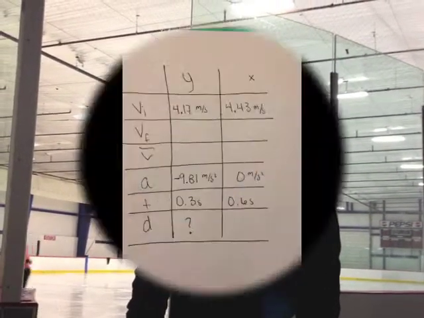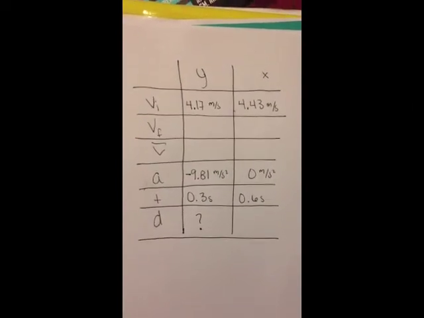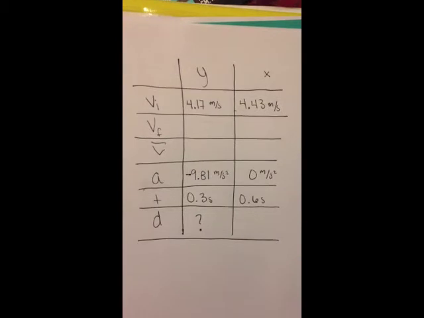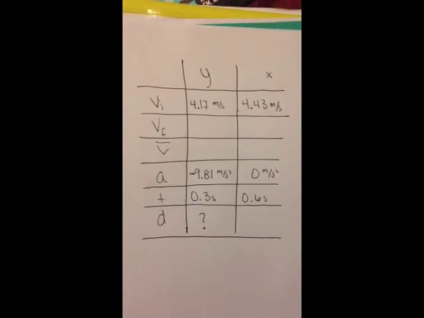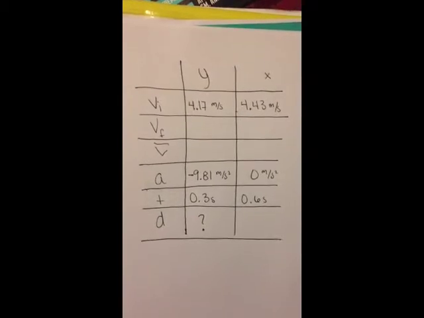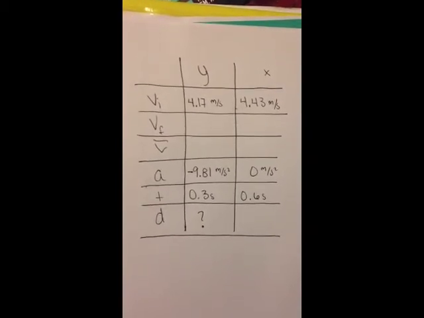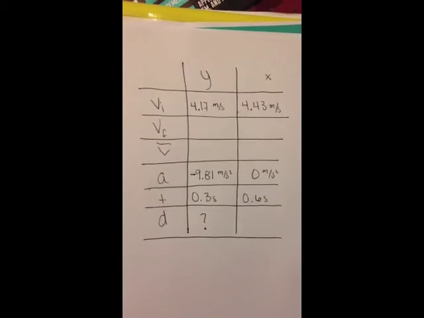Now that we have gathered our data, we will create a table to organize it. In the data table, we have a column for the y direction motion and the x direction motion. Both columns include the initial velocity and acceleration in that direction. The times are different because the time in the y direction is the amount of time it takes to reach the top of the jump. However, the time in the x direction is the time it takes for the total jump to be completed.